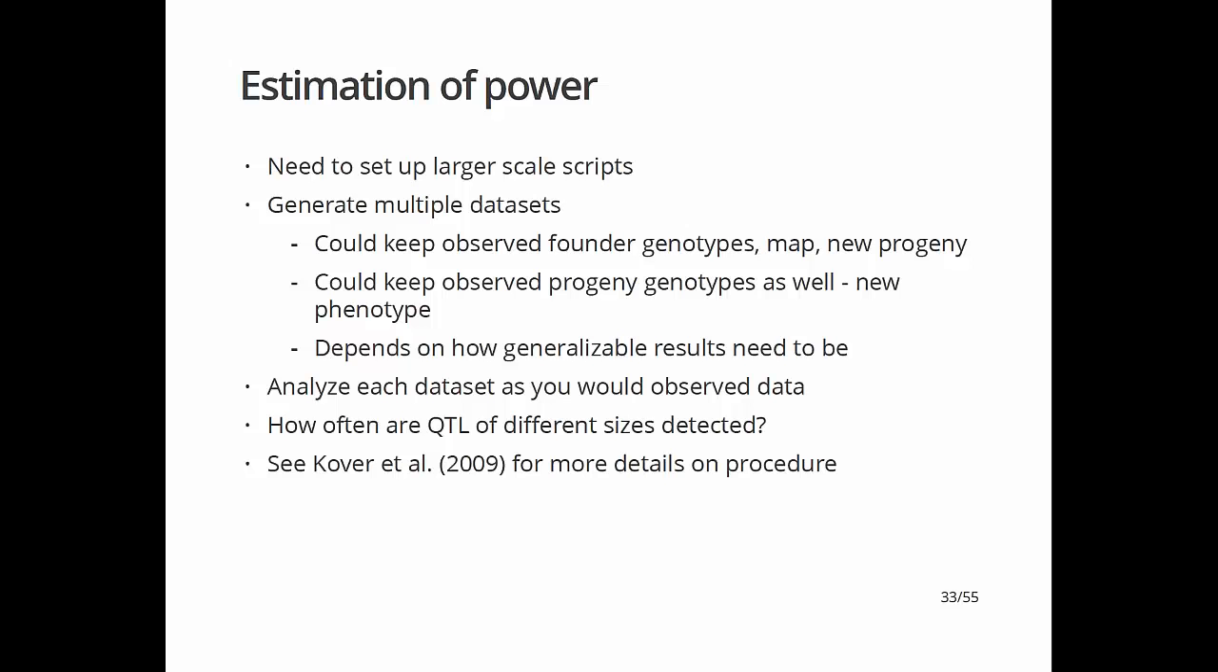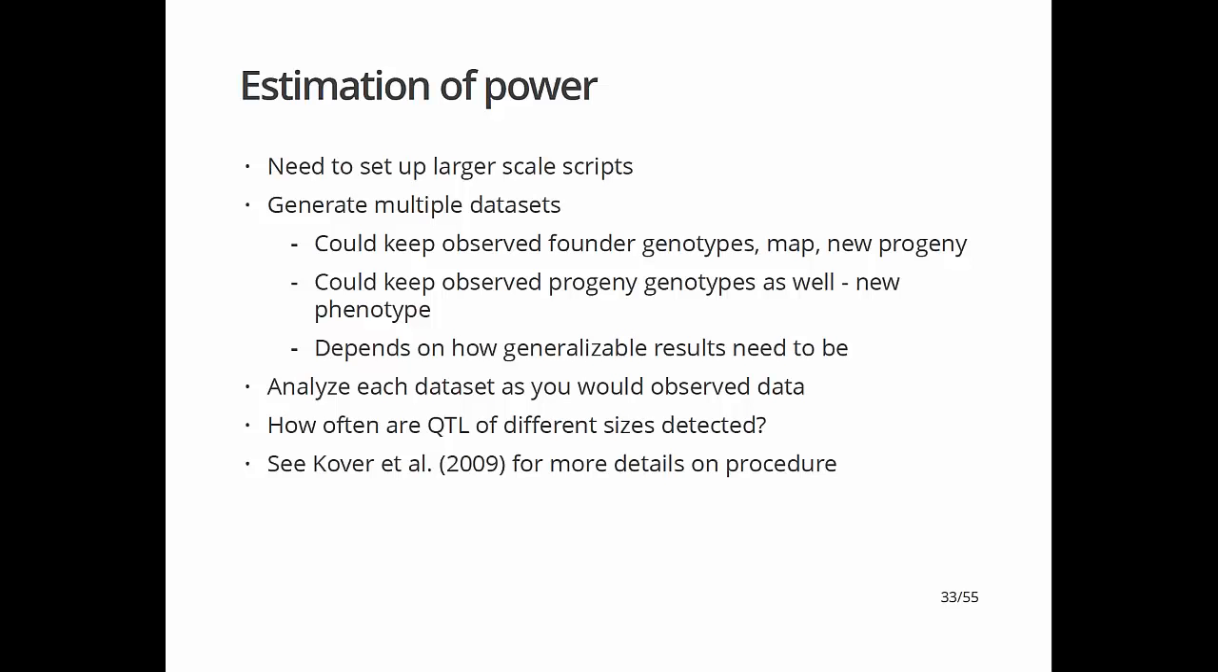If you say, well, okay, I want to know what the power is for a general four-parent design with this map, so basically localizing it to some organism or some sort of marker spacing, with varying founder genotypes, varying progeny genotypes, or even the same founder genotypes but different progeny genotypes, it's a bit more generalizable. And so your purpose is going to affect how you set up the simulation.